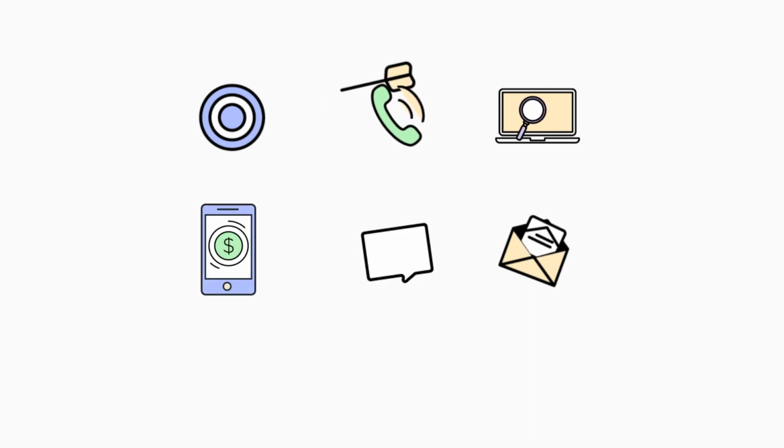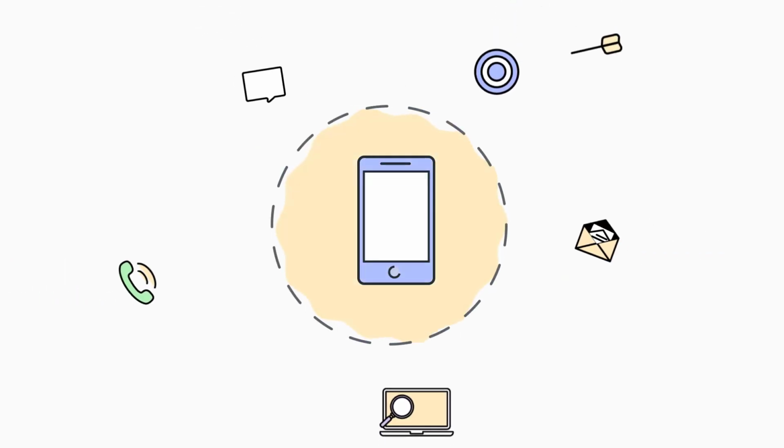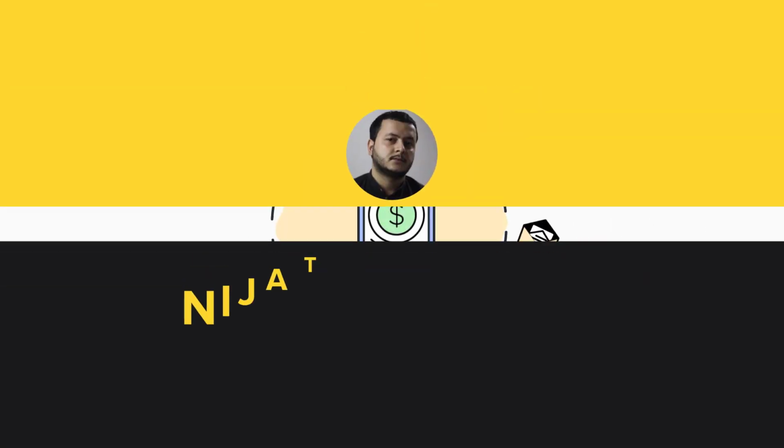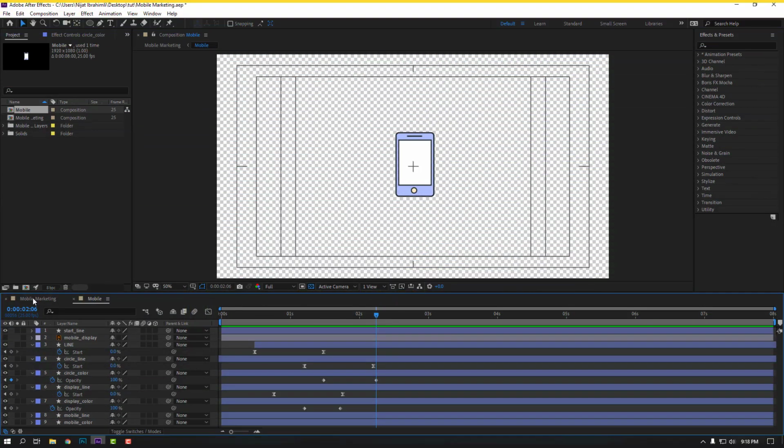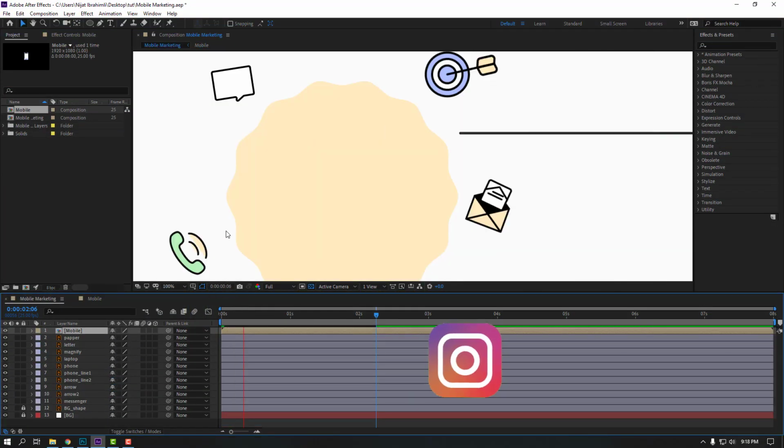In this tutorial, I'm gonna show how to create this mobile marketing animation with After Effects. Let's get started. So let's go back to the mobile marketing composition.